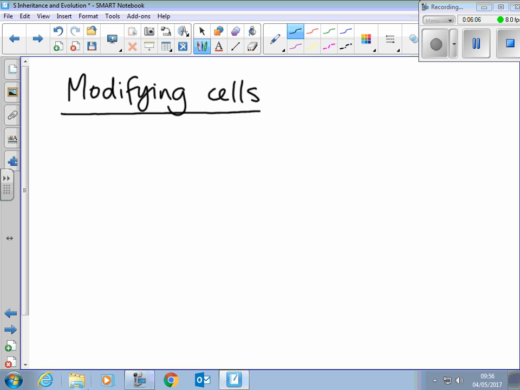The first thing that you're going to need is something to carry the new genetic material into the cell. And we talk about this in the same way as carrying diseases, and that's with vectors. All right, so you need a vector for the DNA.